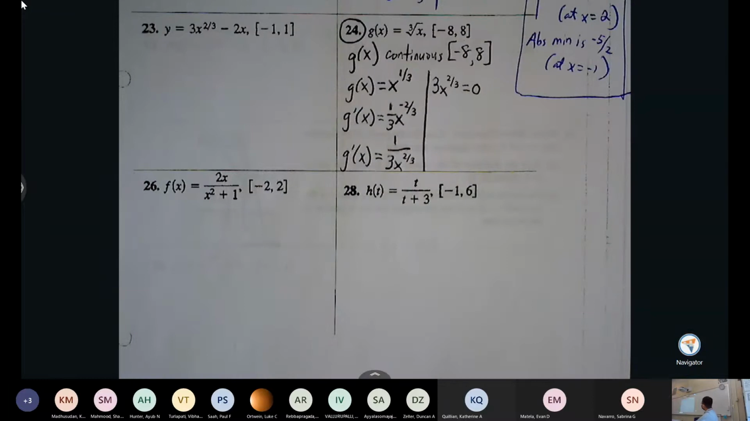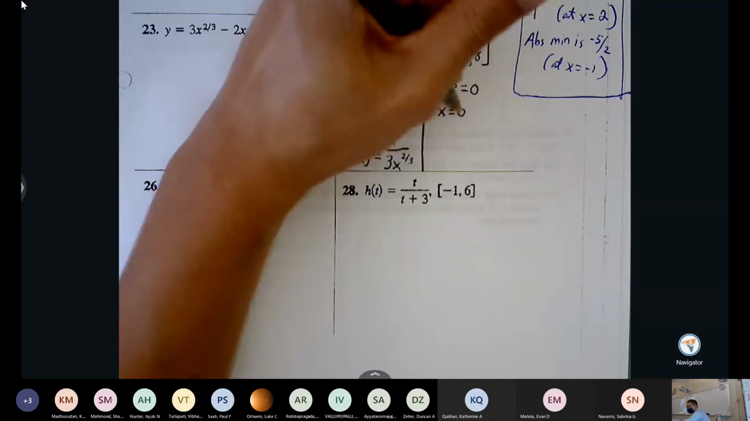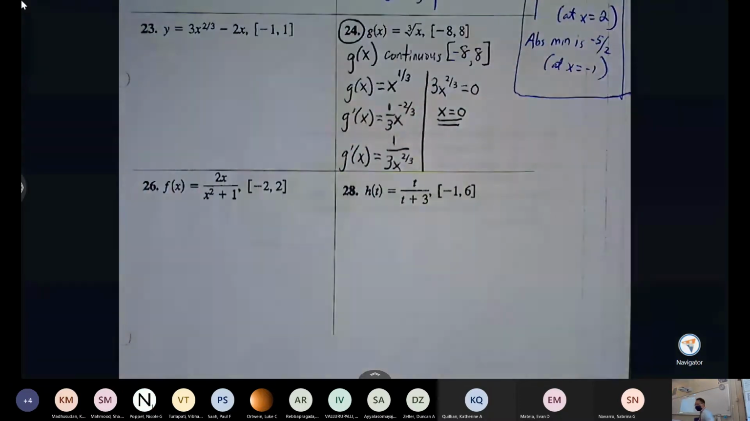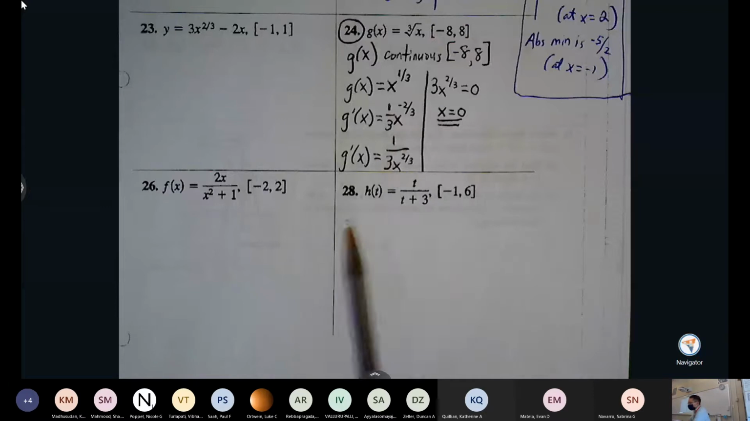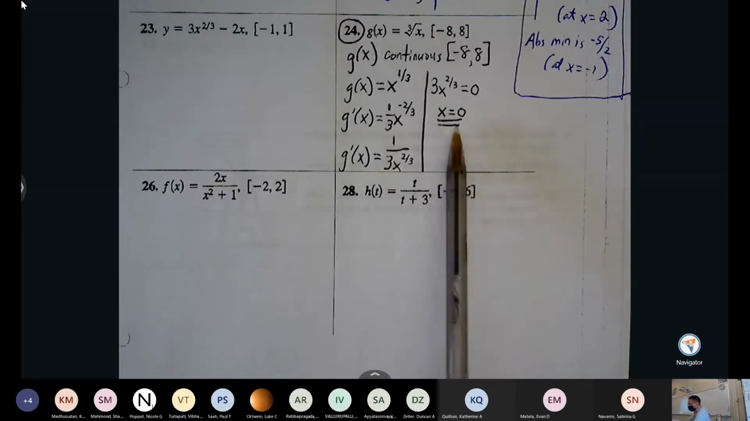So divide by 3, raise both sides to 3/2. I solve for x, I get x equals what? X equals 0. Okay, we found a critical point, but I want to connect this with something visual here. Because where it's coming from, can you guys visualize what's happening at 0? Or how would you describe the behavior of this graph at 0?